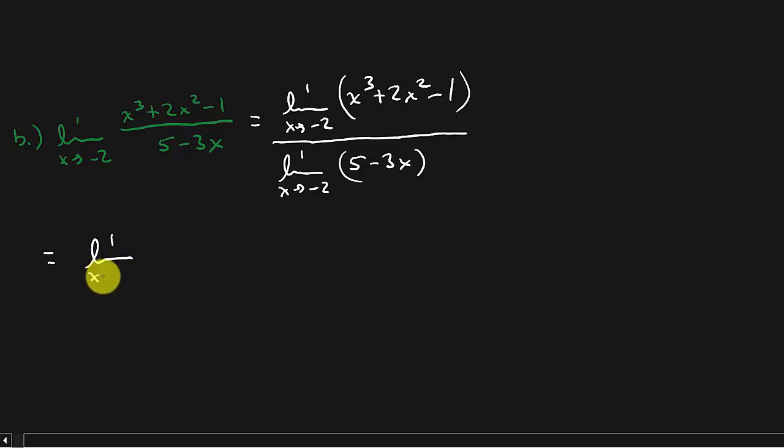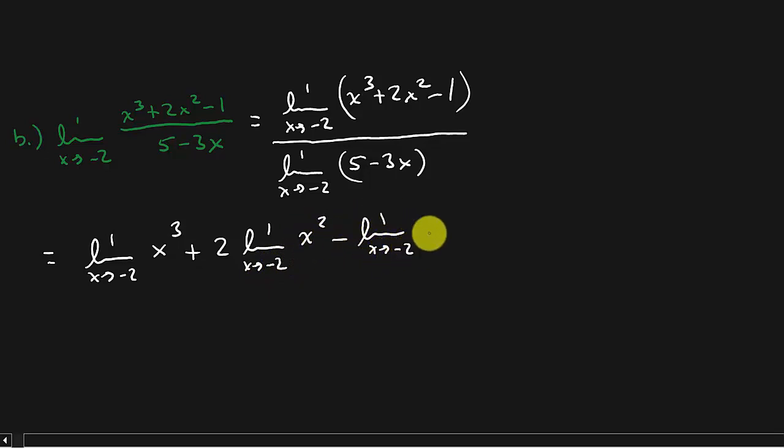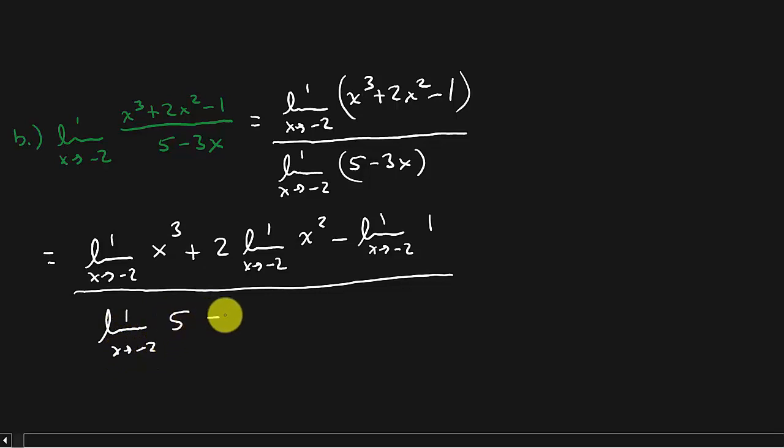So I've got the limit as x goes to negative 2 of x cubed plus, and I'll go ahead and pull the 2 out, limit as x goes to negative 2 of x squared minus the limit as x goes to negative 2 of 1. And that's all over the limit as x goes to negative 2 of 5 minus, and then 3 times the limit as x goes to negative 2 of x.